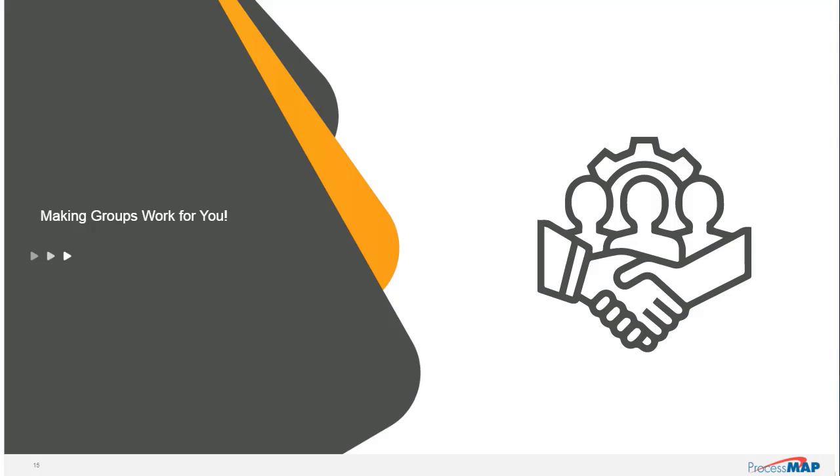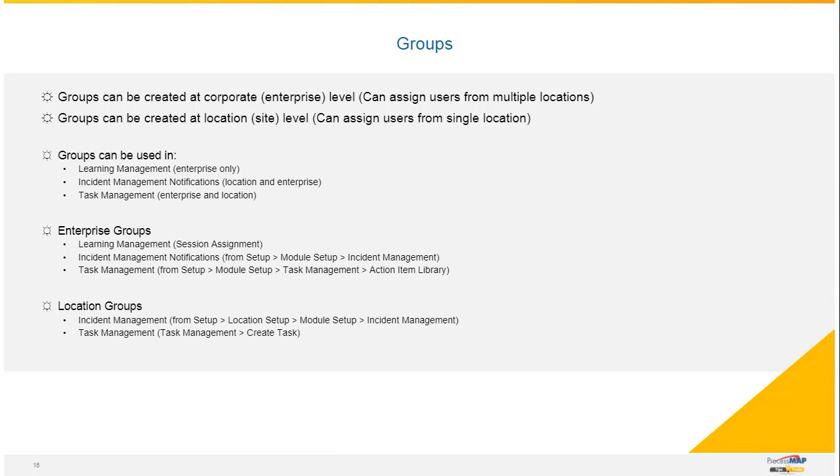And now I am going to move on to making groups work for you. ProcessMAP has a concept of groups, and there are two main types of groups. We can have corporate or enterprise groups that are created on the enterprise level. And when you're doing an enterprise group, you can assign users from multiple locations into that group. Groups can also be created at the site or the local level, and the assignment of users in there would be from whatever location you are currently in.